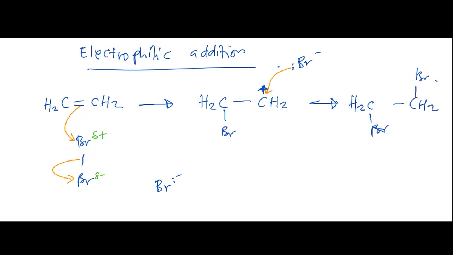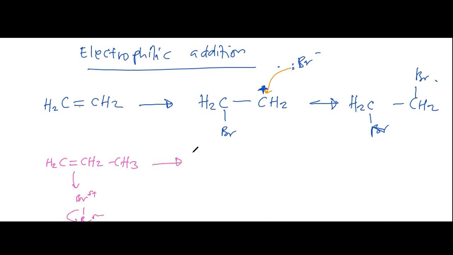Let's say we have propene. How about propene? CH2, CH2, CH3. Again, attack Br. But now the problem is which carbon should make a new bond with Br. There are two possibilities, right?